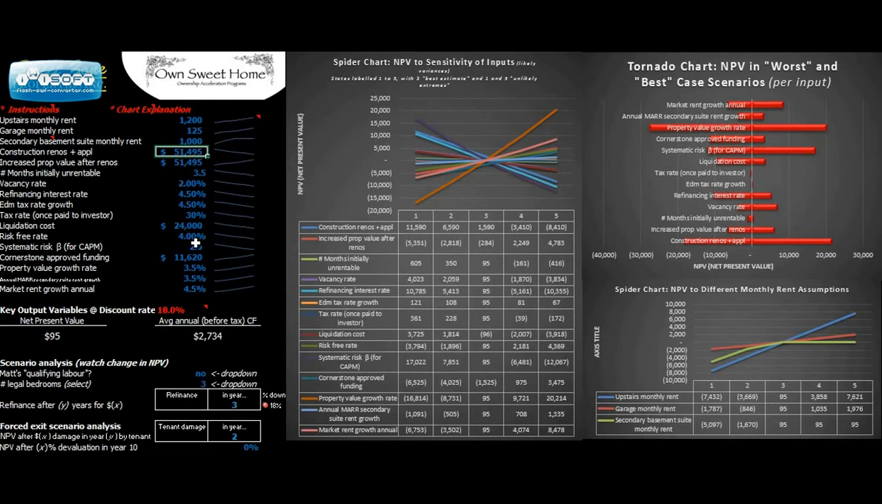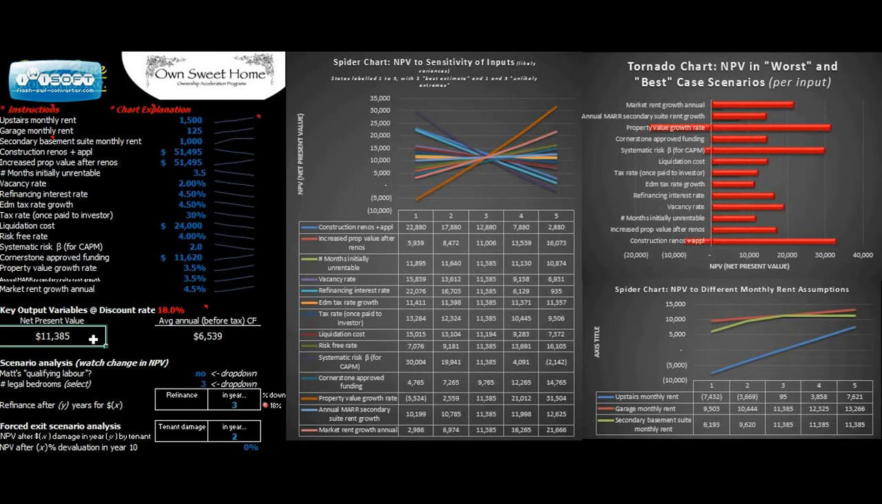So let's go through a couple of analyses here. Upstairs monthly rent: let's say instead I make the upstairs a bit of a boarding house, and I rent out the garage separately. Let's say I rent out all 3 rooms upstairs, $500 apiece. So let's put in $1,500 there, and look what happens to net present value and average annual before tax cash flow. Just churning a bit here, so you can see a huge increase in net present value, and a huge increase in cash flow every month. So quite significant. Let's just undo that.